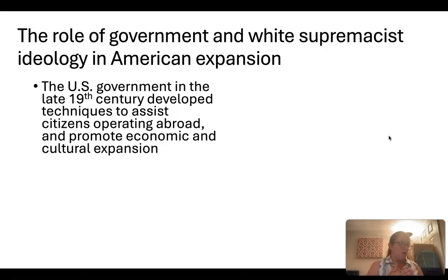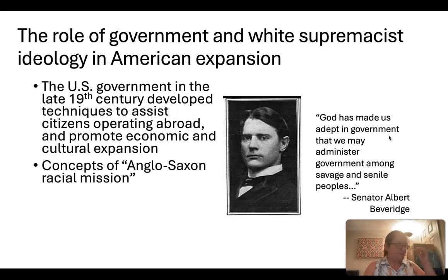And so this is all being fueled partly by a definite white supremacist ideology. There's this real concept of an Anglo-Saxon racial mission around the world. And this is summed up by another quote by Senator Albert Beveridge. He said that God has made us adept in government, that we may administer government among savage and senile peoples. So this was not out of keeping with what the American government was doing during this era.